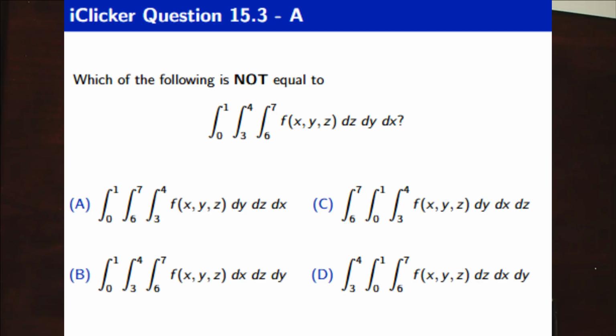Not equal to. Not equal to. Find the one that doesn't match. Why is that? Wait, x goes from 6 to 7? Can that be true? No. Did everybody catch that?